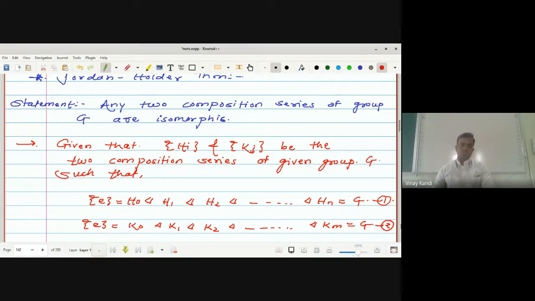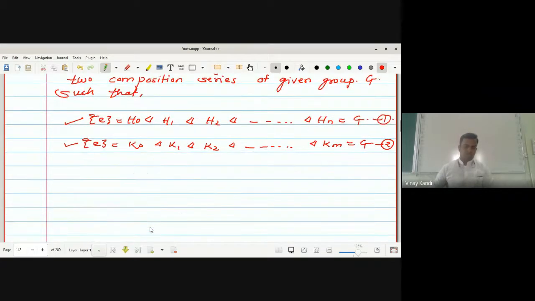Okay, now we have to prove that these two composition series are isomorphic. Not only subnormal: every subnormal series is not a composition series, but every composition series is subnormal, as we saw in the last lecture. Here, these two series are composition series, and we have to prove that these two series are isomorphic, that is, the number of subgroups of Hi and Kj are the same. Now look at it.